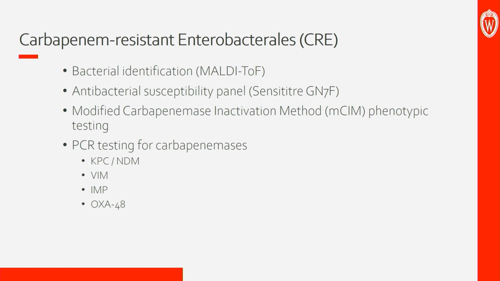So for CRE, we do bacterial identification with MALDI-TOF. We do an antibacterial susceptibility panel. It has about 20 drugs on it. That's the Sensititre GN7F. We do a modified carbapenem inactivation method, or mCIM, phenotypic testing. That is to look for the presence of any carbapenemase activity. And then PCR testing for the specific carbapenemases on those positives. And we look for what are kind of considered the big five carbapenemases, especially in CRE. So we have KPC, NDM, VIM, IMP, and OXA-48.